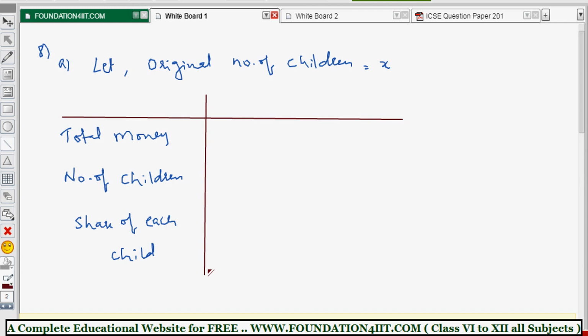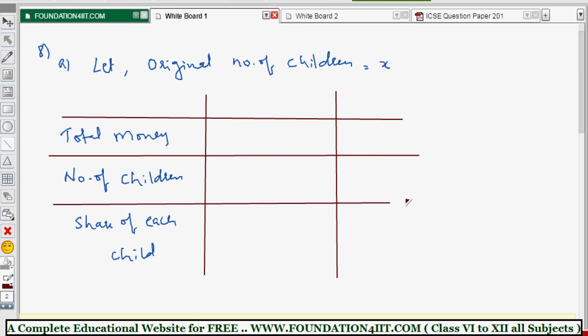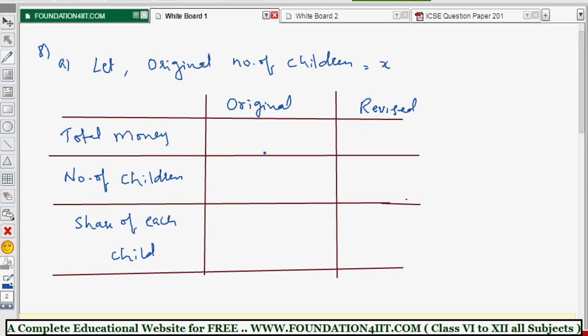We take 2 cases. The total money is the same in both cases. So first of all, we'll take the original and the revised, after a certain change. The total money is rupees 7,500 and the amount is totally the same. There is no change. The number of children in the first case is x. Next, 20 less, that means x minus 20.